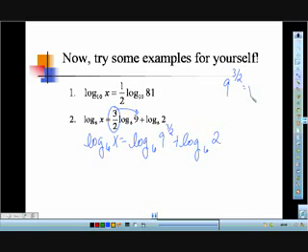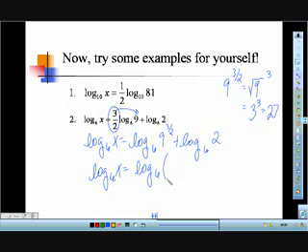9 to the 3/2 means the square root of 9 cubed. The square root of 9 is 3, and 3 cubed is 27. So over here we're going to have log base 6 of x equals the log base 6 of 27. And then remember, the plus sign means multiplication, so 27 times 2. And here I've narrowed it down to 1 log on each side, so I can say x is equal to 54.